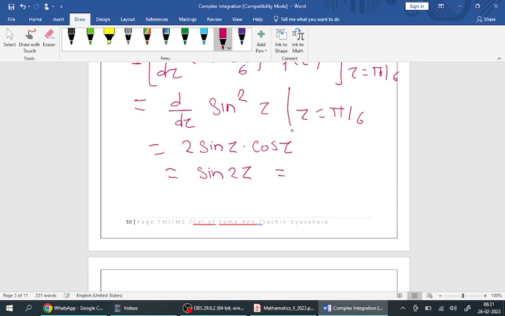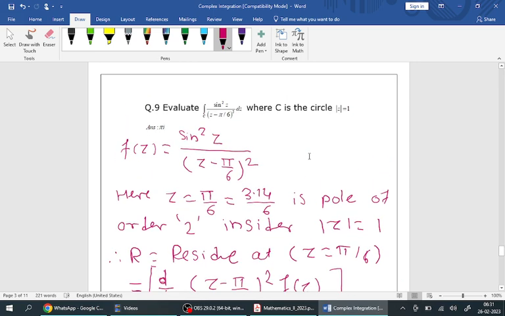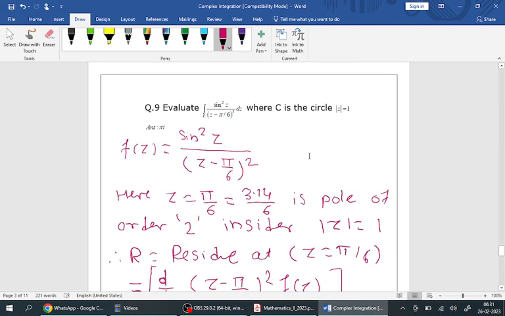If you replace z by pi by 6 here, it becomes sine of pi by 3, because sine of 2z is there. So sine pi by 3, you should know the value. This is 180 by 3, sine 60. Sine 60 is root 3 by 2, is it? Root 3 by 2.